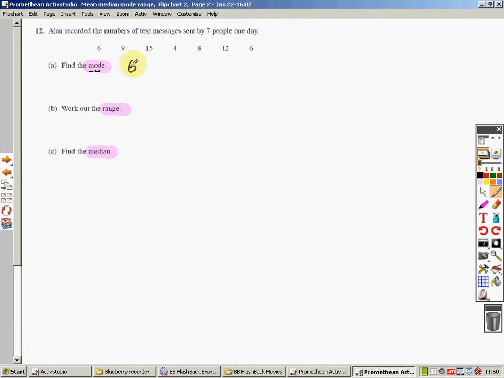Work out the range. Now the range is going to be my highest, subtract my lowest value. So my highest value is 15. My lowest value is 4. So 15 subtract 4 is going to be 9. Oh, that's some bad maths, isn't it? 15 subtract 4 is 11.